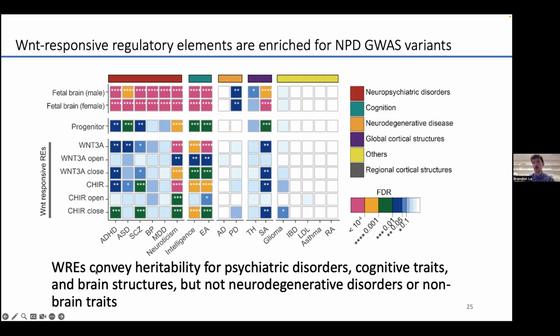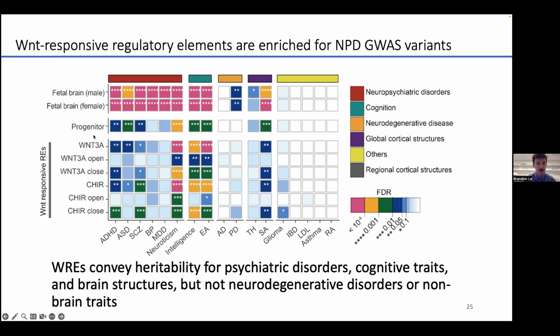So it's been shown already from other studies that mapped regulatory elements in fetal brain that these kind of developmentally active regulatory regions are strongly enriched for risk for basically all of these neuropsychiatric disorders, including some cognitive traits too, but not so much for neurodegenerative traits, and not so much for non-brain traits. So this yellow bar shows a category of GWAS traits that are not brain related, like IBD, asthma, rheumatoid arthritis, and things like that.